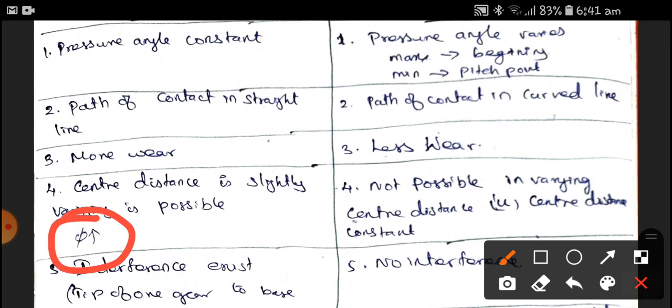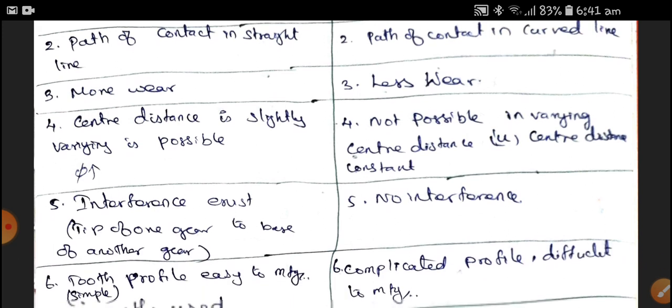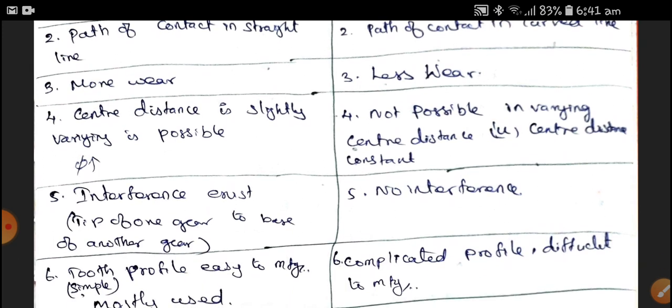Whereas in the cycloidal gear, there is no possibility of varying the center distance. Therefore, the pressure angle will not vary. Here the main problem is the interference. So in involute gear, interference will exist, and in cycloidal gear there is no interference. In the involute gears, the tip of one gear to the base of another gear has a rubbing action, so that is called an interference.